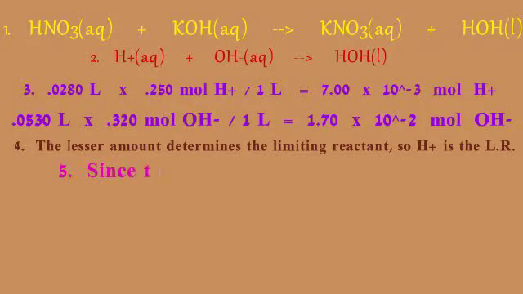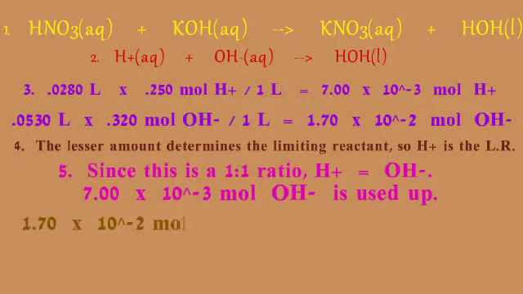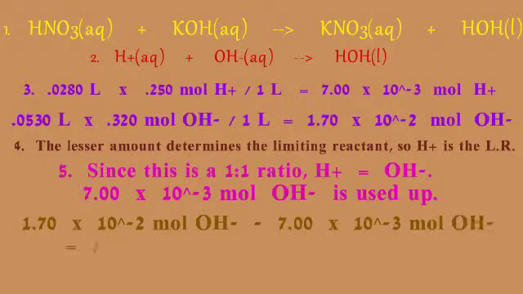For step 5, you can make the conclusion, since this is a 1-to-1 ratio, hydrogen ions must equal hydroxide ions. Therefore, the amount of hydroxide must be the same that you used up. 7.00 times 10 to the negative 3rd moles of hydroxide is used up. Then figure out how much is left over. You're going to take the starting amount minus the moles of hydroxide, and you will get 1.00 times 10 to the negative 2nd moles of hydroxide in excess.